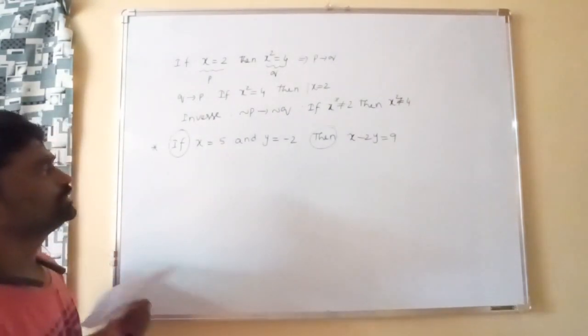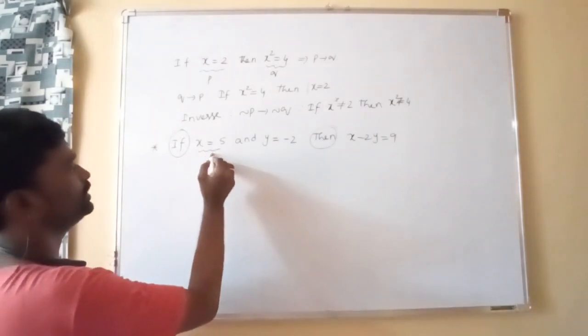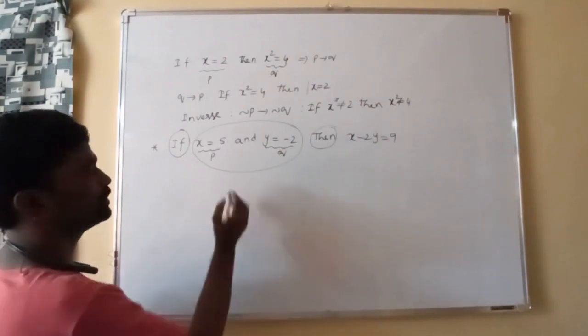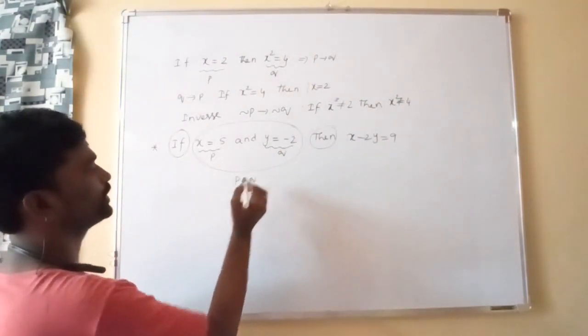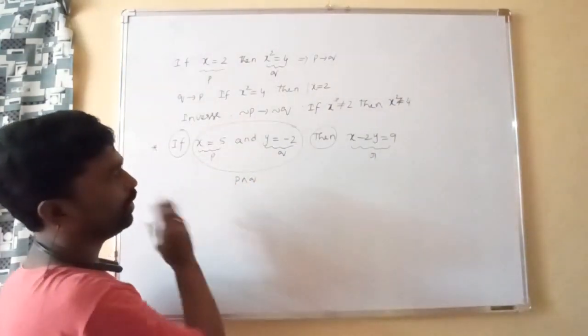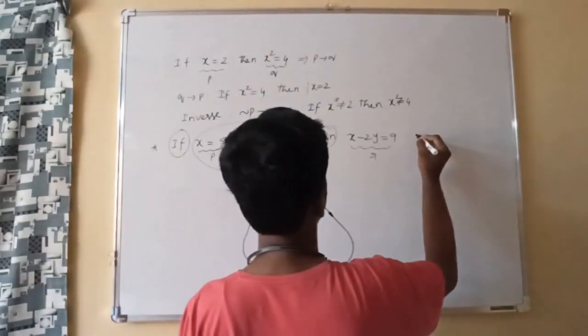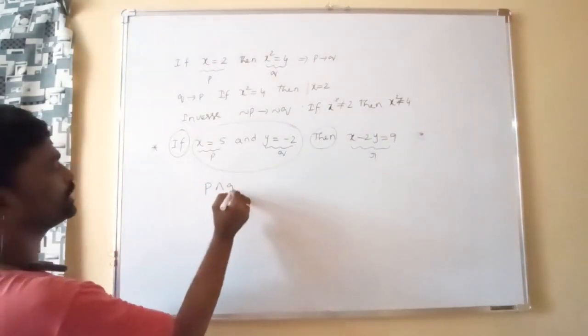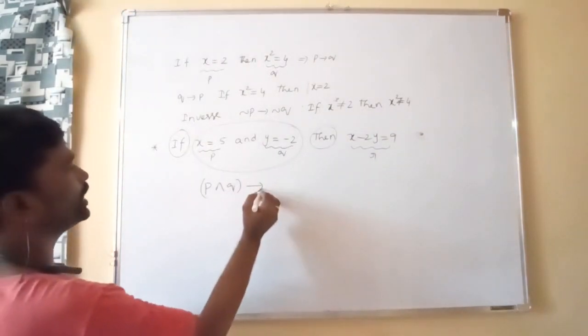So here, if I denote this statement by P and this statement by Q, then this part becomes P and Q. And if I denote this statement by R, then the whole statement is represented by P and Q implies R.